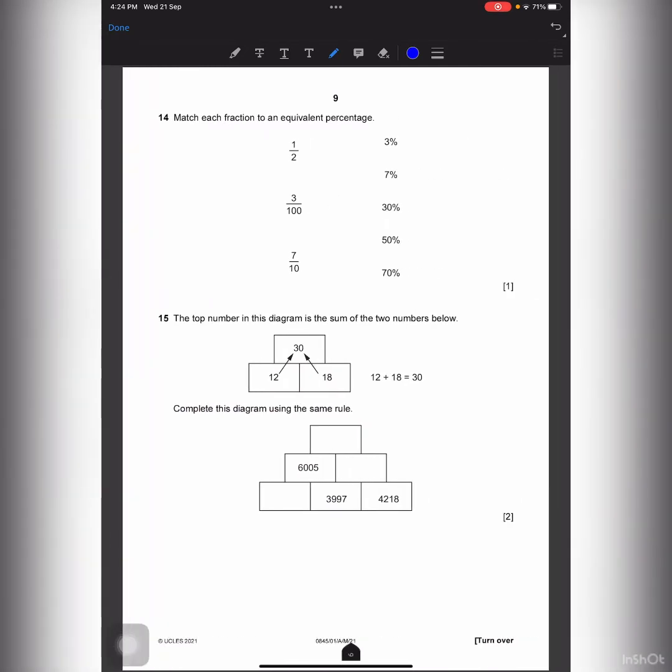So now for this question, match each fraction to an equivalent percentage. Okay, so as we all know, 1 by 2 is equal to 50% because it's half, so 50% is the half of 100%. And then 3 by 100 will be 3%, because out of 100, only 3 of it is done, so that's why it's 3%. Now, 7 by 10 will be 70%. Next.